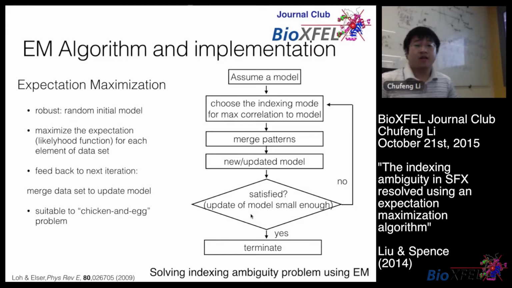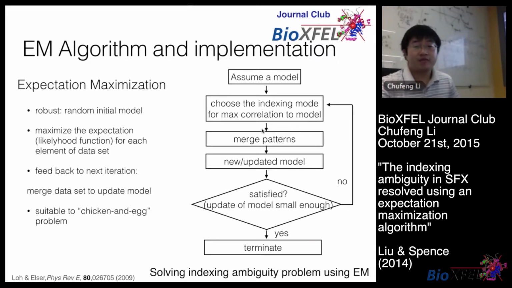If the update of the model is small enough, we are reaching convergence. Then we terminate the program. If it is not, we keep doing this cycle, this loop. So this is an iterative program.